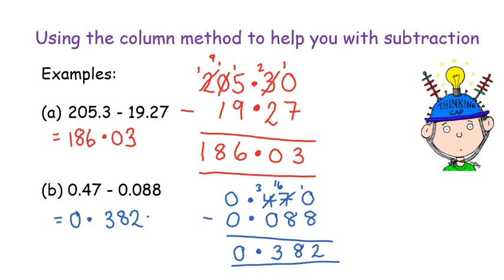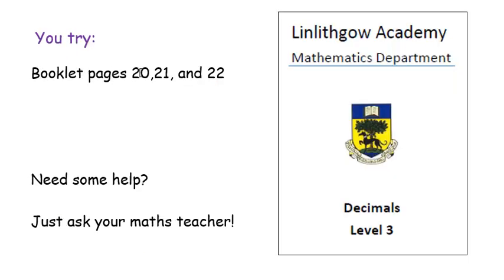All right. So make sure you copy out the questions today, show your working either on the number line given in the booklet or in your jotter, show your column method in your jotter work. So it's pages 20, 21 and 22 that I would like you to complete today. And if you're unsure at all, please just ask us. Enjoy!